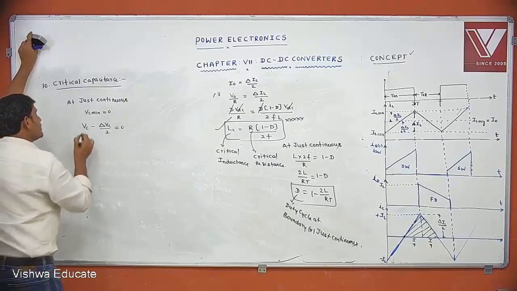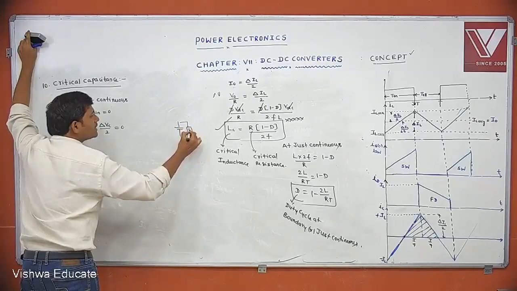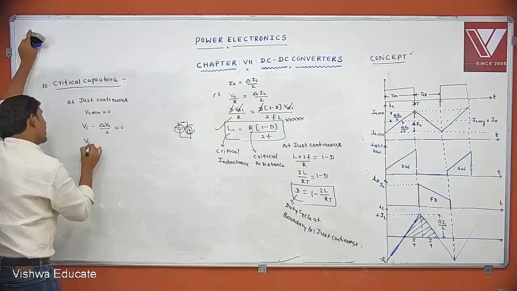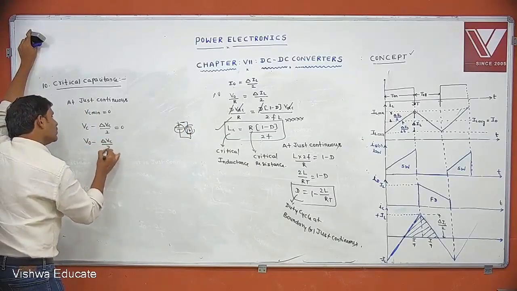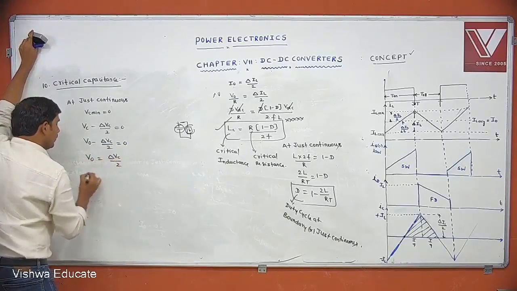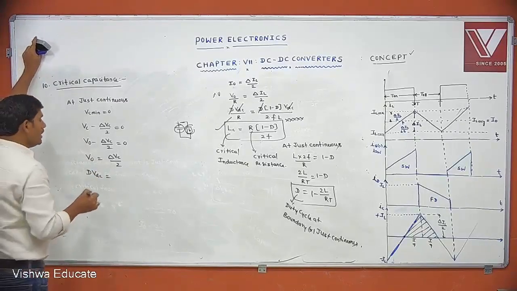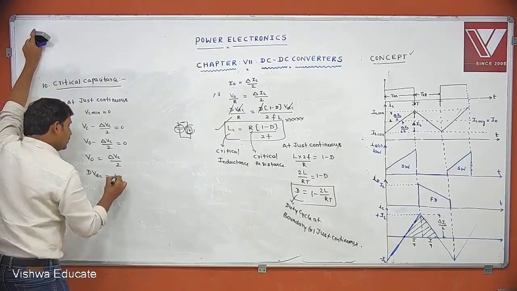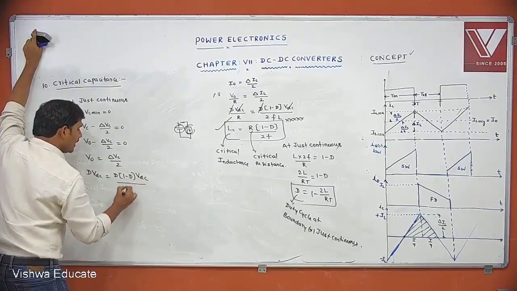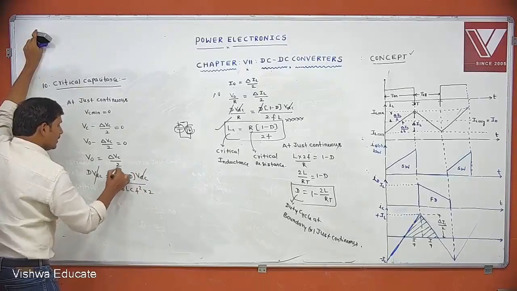But the capacitor is connected across the load now, so the voltage across the capacitor is nothing but the voltage across the load. Then V0 minus delta VC by 2 equals 0. Then V0 equals delta VC by 2. What is delta VC? We calculated: D into 1 minus D into VDC by 8 L C F square, into 2. Then VDC cancels, D cancels.